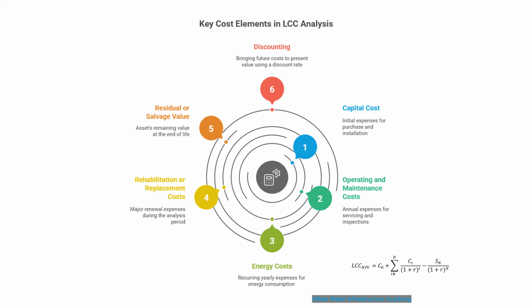The simplest formula for calculating the net present value, or NPV, of the total cost is as follows, where C0 is the initial cost, CT is the cost in the year T, Sn is the salvage value at the end of year N, and R is the discount rate.